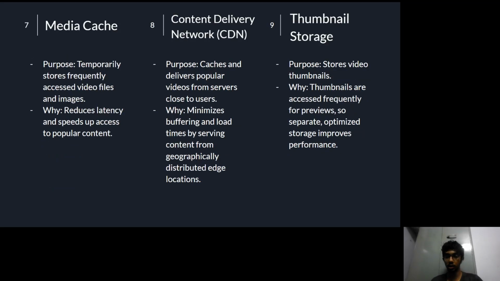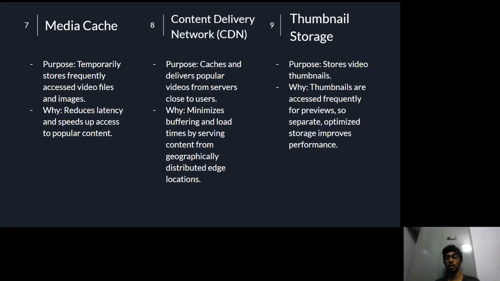And then we'll come to CDNs, media caches, and thumbnail storage. Content delivery networks, CDNs, cache and deliver popular videos from servers near users, reducing buffering and load times. YouTube leverages Google's global CDN infrastructure for this. Then we'll come to the media cache. Frequently accessed videos and images are stored in a media cache to further reduce latency and speed up access to trending content. Thumbnail storage: thumbnails are accessed constantly for previews. By storing them separately in optimized storage, YouTube ensures instant preview loading.